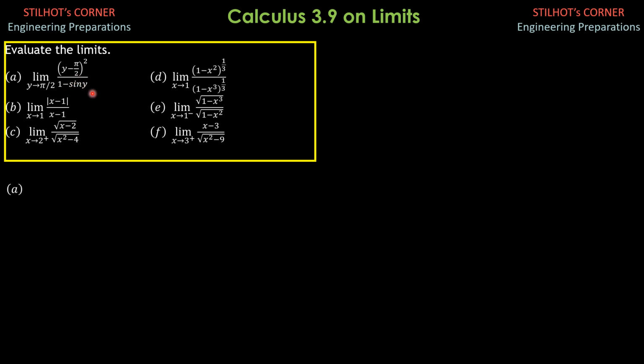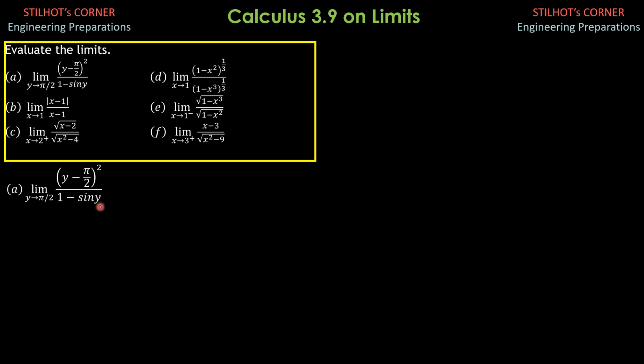You're ready for other advanced topics in calculus. So for part A, the limit of quantity y minus pi over 2 quantity squared over 1 minus sine y as y approaches pi over 2. We are confronted here with an indeterminate form because as y approaches pi over 2, the numerator approaches 0, and 1 minus sine of pi over 2 is 1 minus 1, so the denominator approaches 0 also.